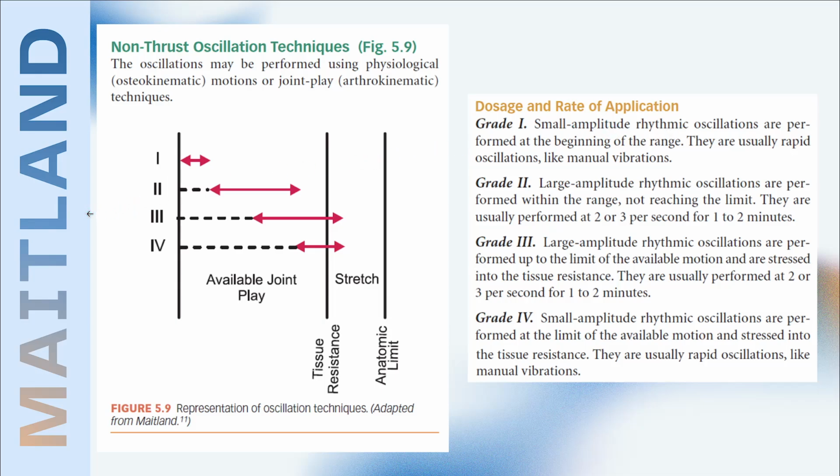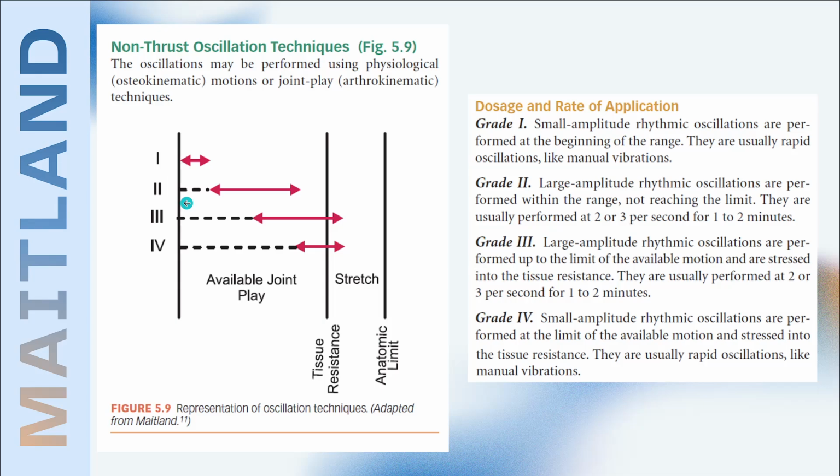What do you mean by small amplitude rhythmic oscillations? It's just a little bit like this. You see my cursor here? It's just a little bit. It's not a lot. You're just moving the joint space a little bit. You distract and then you apply. So this is where it is. It's within the available joint play. Next, we go to grade 2.